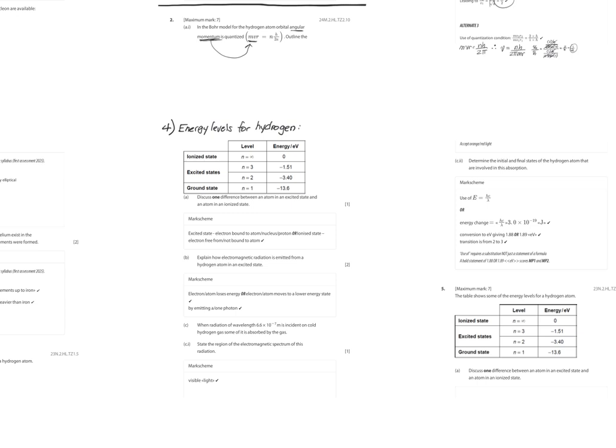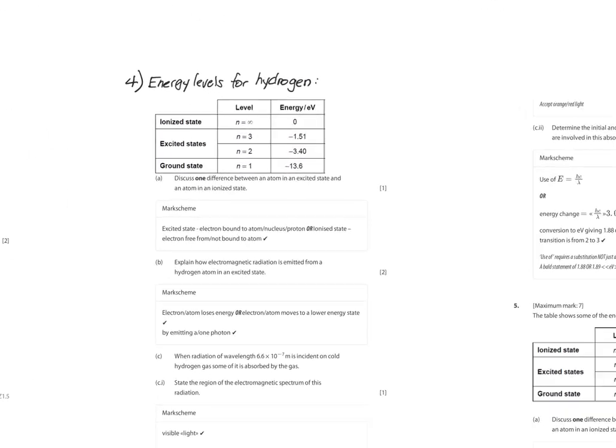is measured relative to the ionized state. They say n equals infinity for ionized state because the electron is not actually bound by the energy levels, it is ionized, it has left. So 4A and B are, I think, more SL things, but they're worth looking at.